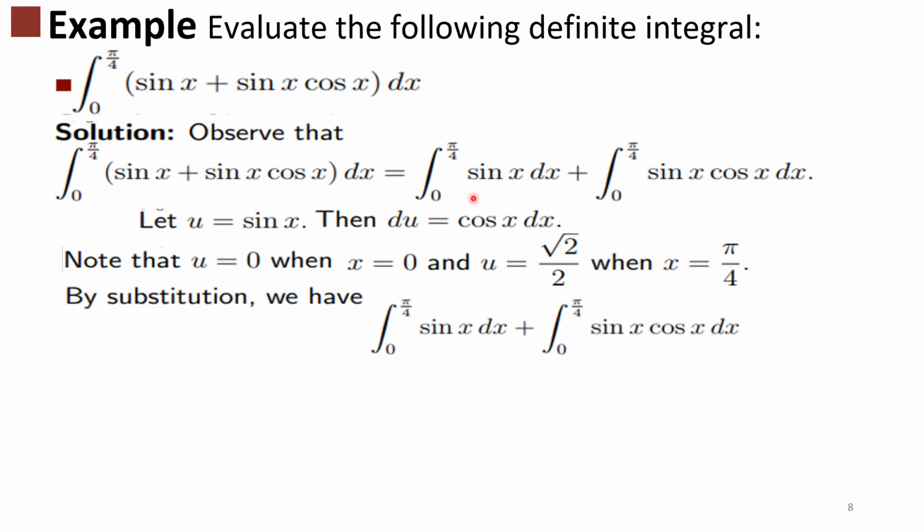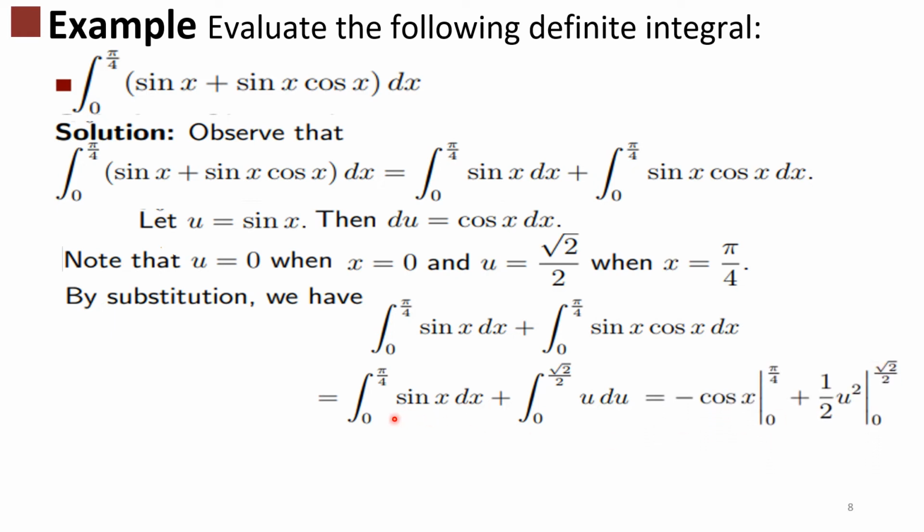We have the integral of sine x dx from 0 to pi over 4, plus the integral of sine x cosine x dx from 0 to pi over 4. We know that we can solve for the integral of sine: the integral of sine is negative cosine. But for the second one, since we make use of substitution, wherein sine x is equal to u and du is cosine x dx, we'll have u du. When you integrate that, this is understood to have an exponent 1, so that becomes u squared over 2.